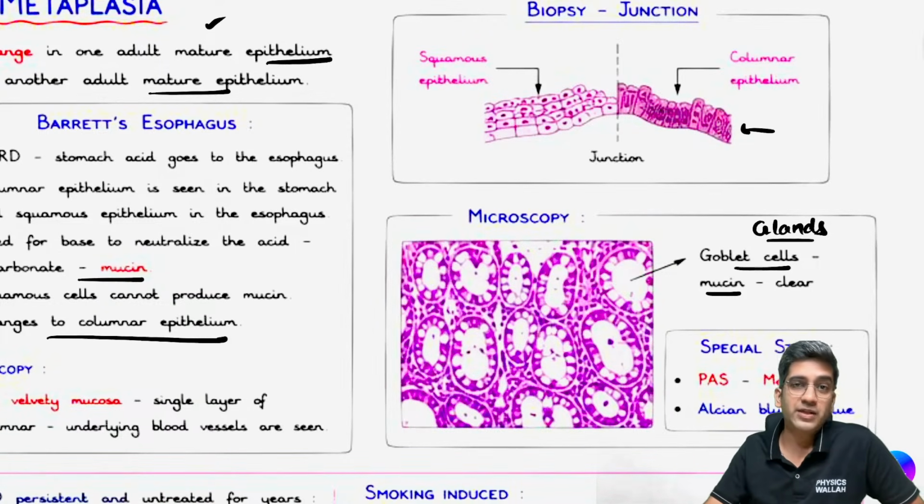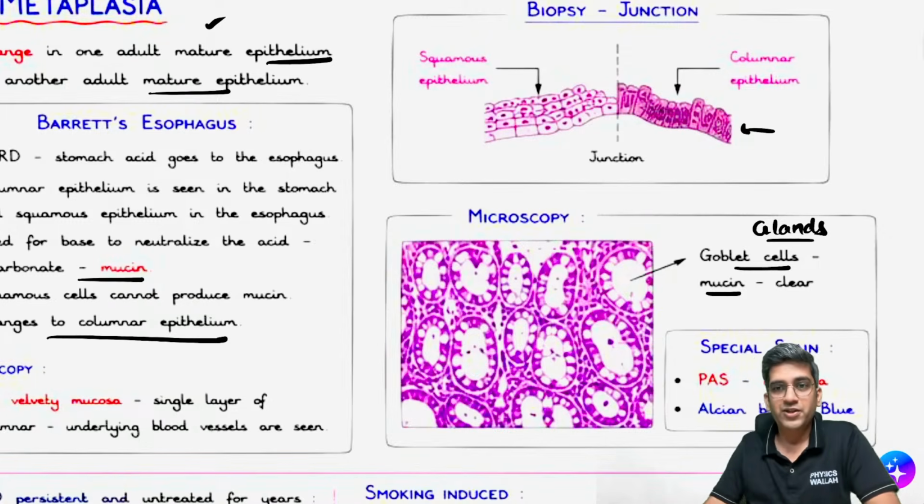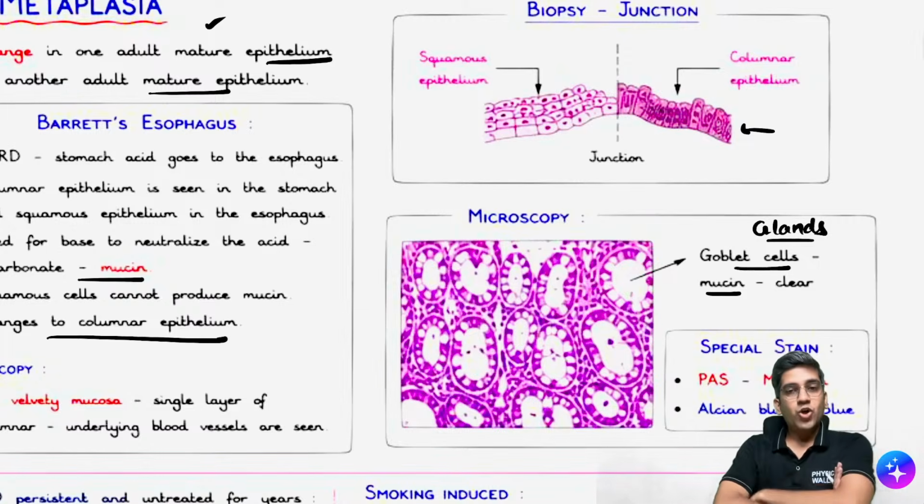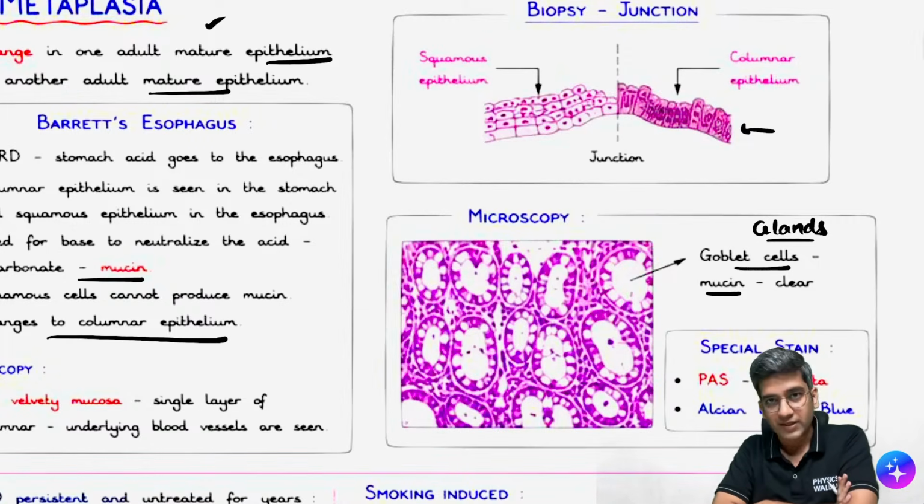But it's not the commonest metaplasia. Can anyone tell me the commonest metaplasia? Hi Sagar, I saw you and I said good evening to you. Okay. One of the commonest metaplasias is smoking induced metaplasia, right?